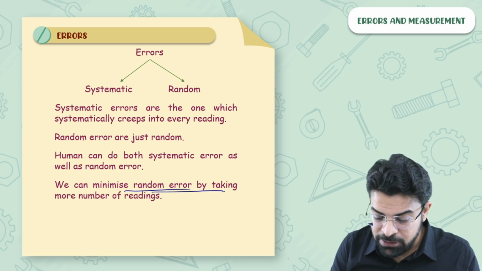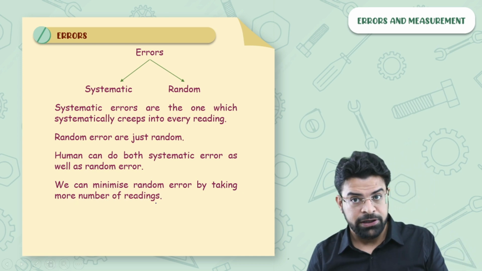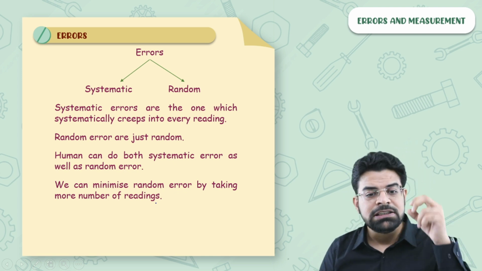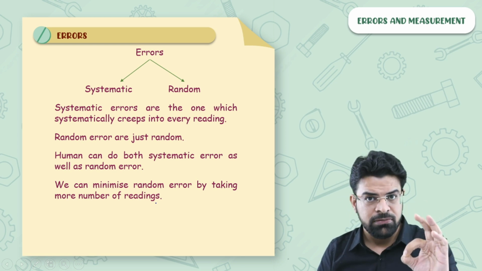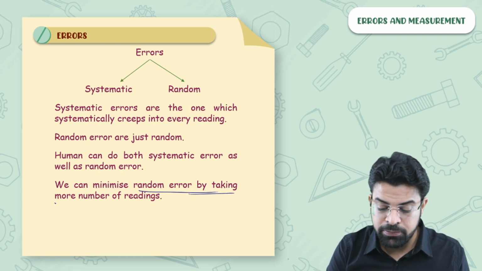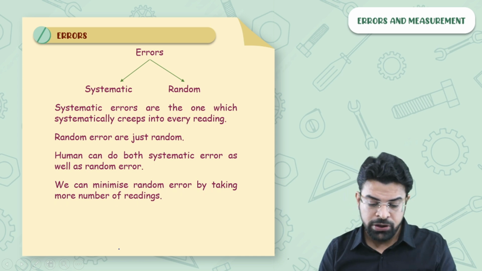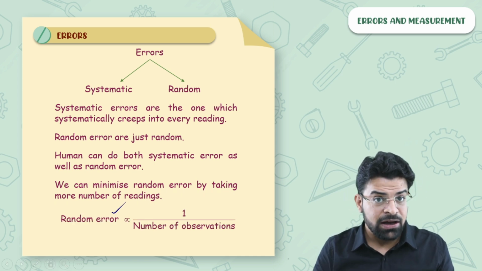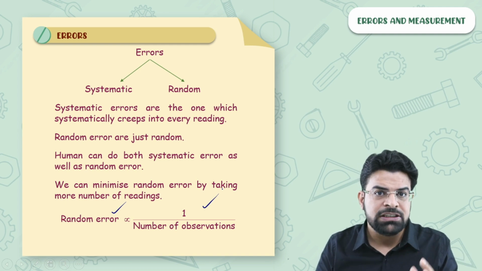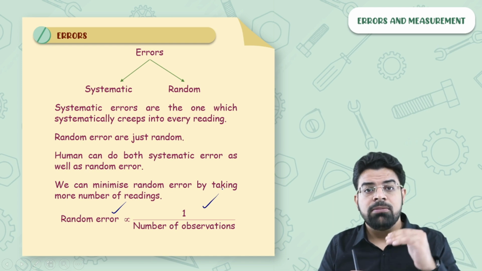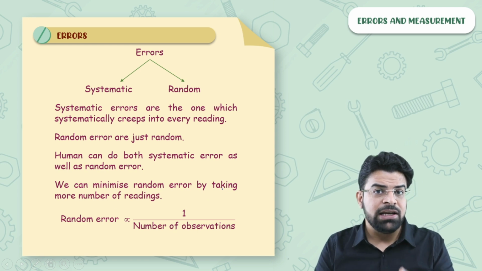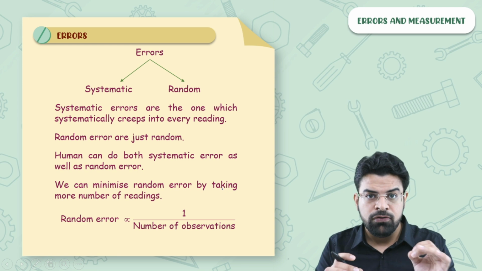We can minimize random error by taking more number of readings. You can't minimize systematic error by taking more number of readings because systematic error creeps into every reading in the same direction by the same magnitude, while random errors can be minimized by taking more number of readings. Also, the random error in a reading is inversely proportional to the number of observations. So if you double your number of observations, the random error becomes half. If you triple the number of observations, the random error becomes 1/3. So the random error that you will get in a reading is inversely proportional to the number of observations.